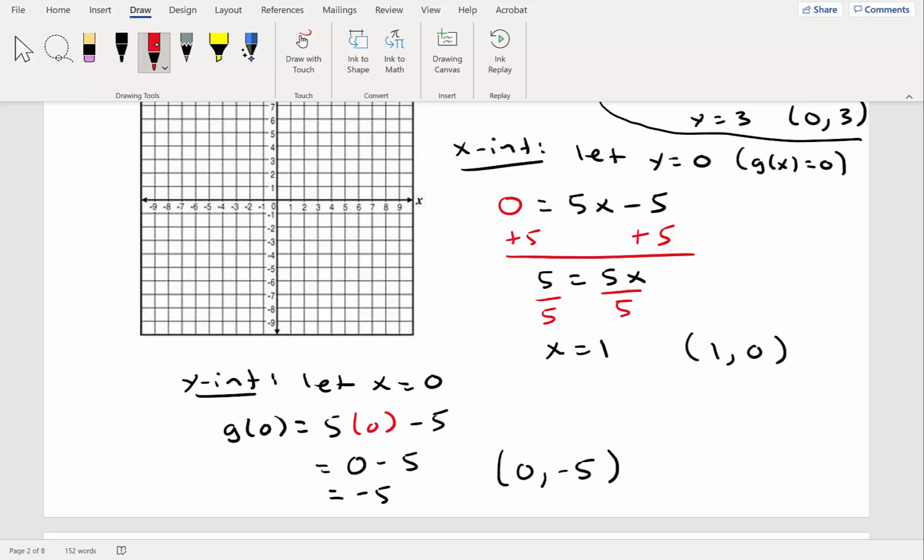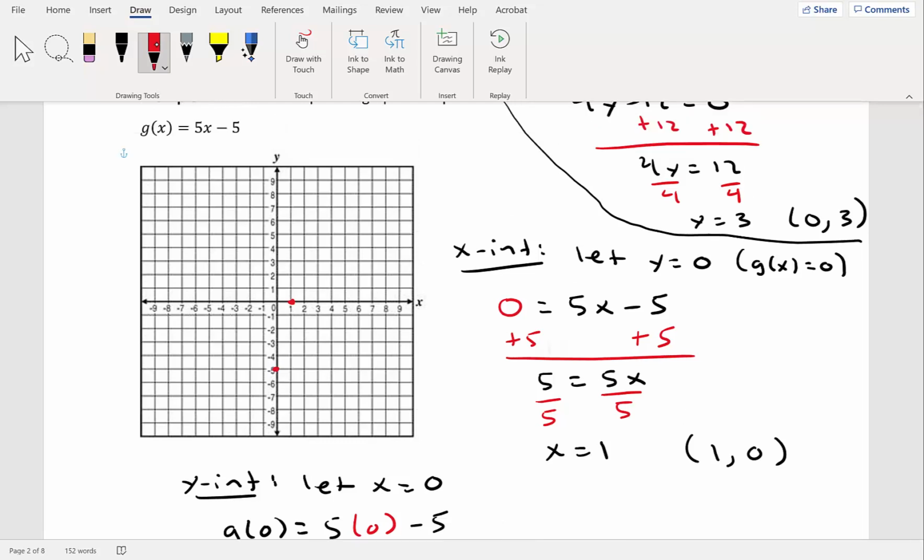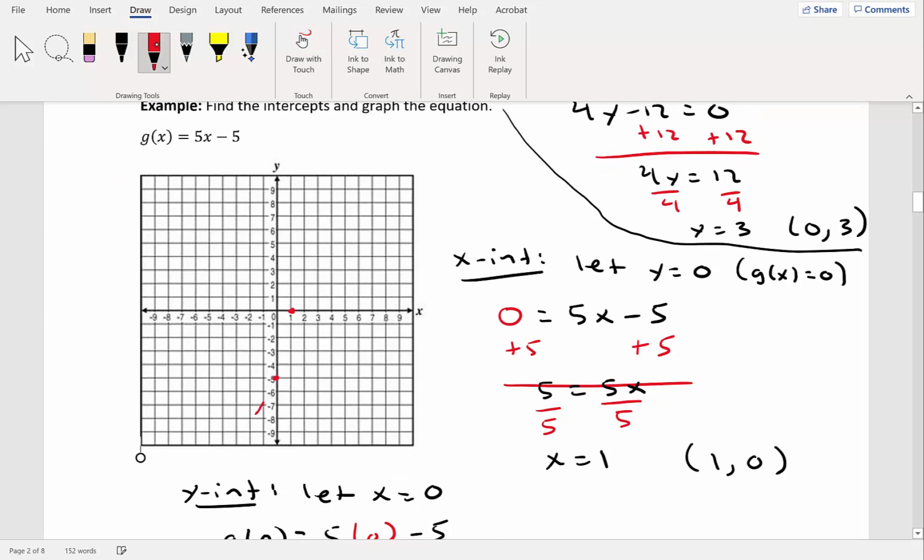Let's plot these ordered pairs, and we could sketch our graph. We have (1, 0), which is this point right over here. Then we have (0, negative 5), which is this point. Now that we have 2 points, we could connect them with each other. And that gives us the graph of the equation.